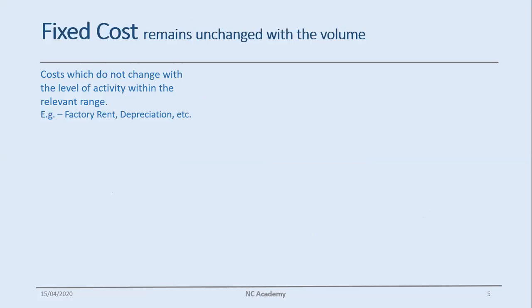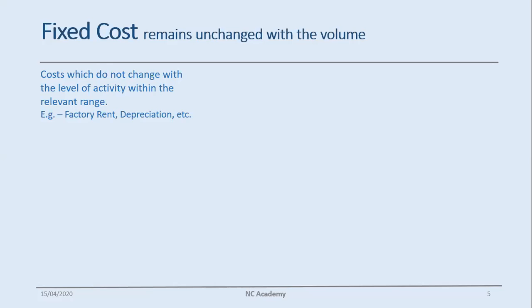As I explained to you earlier, cost behavior refers to the relationship between cost and the activity level. Fixed costs are the costs which do not change with the level of activity within a particular range. Examples are factory rent, depreciation, etc. As you can see with this example, these fixed costs relate to a particular period rather than the number of units that you produce.